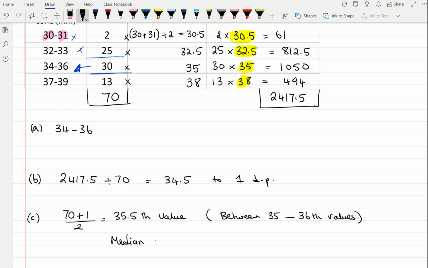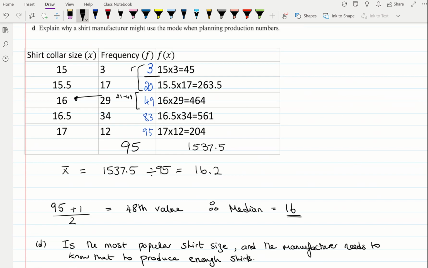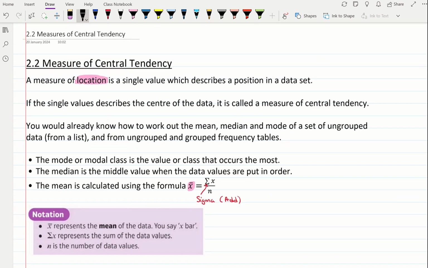So the median class is the 34 to 36 class. And that is the end of section 2.2.